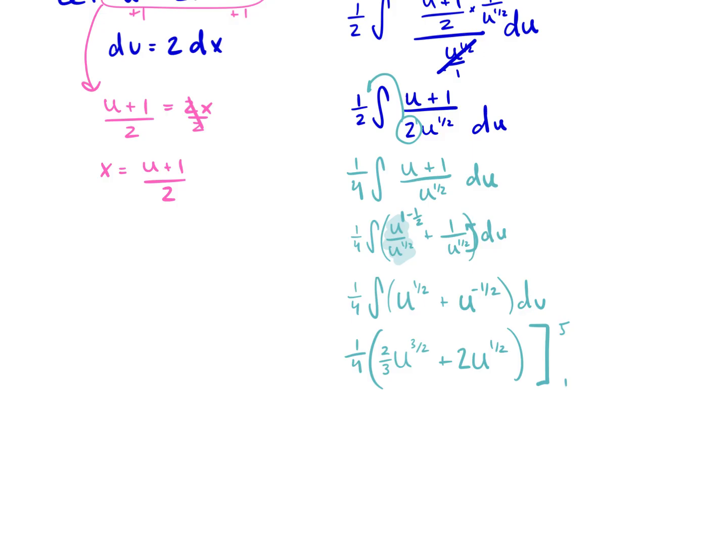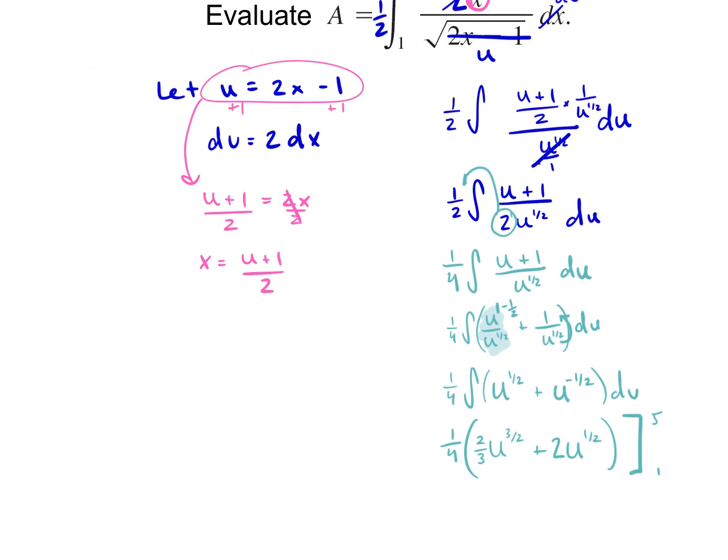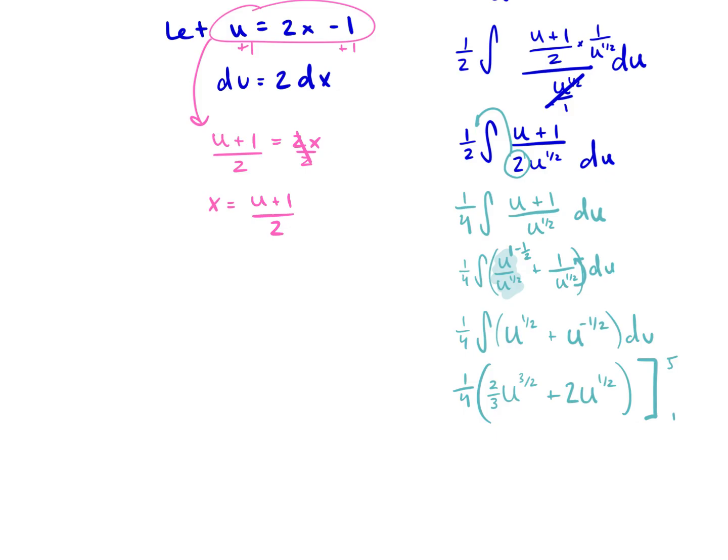So in order to find out what we have from 1 to 5, we would have to plug back in our x's. We could also do this a different way by keeping it with u's, but we have to find out the u equivalent values of 1 to 5. So you could do it either way. You can plug back in your x's and then plug in 1 to 5. Or we could find out what u is equal to when x is 1 and what u is equal to when x is 5. So we're going to do that.